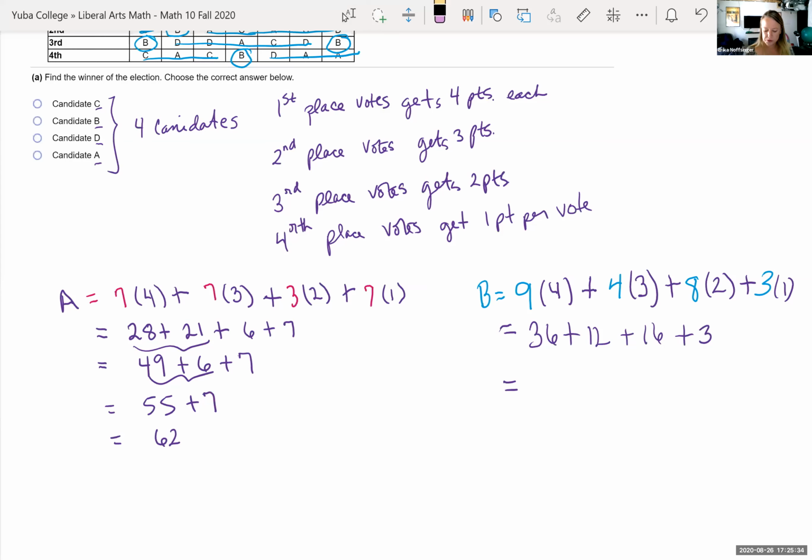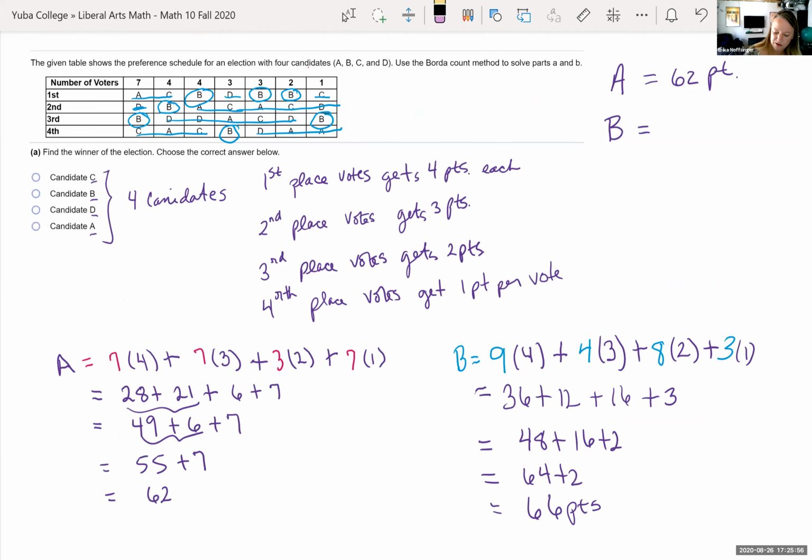So 36 plus 12 is 48, plus 16, plus 2. 48 plus 16 is 64 plus 2. So they got 66 points altogether. And so candidate B, so far, candidate B would win.